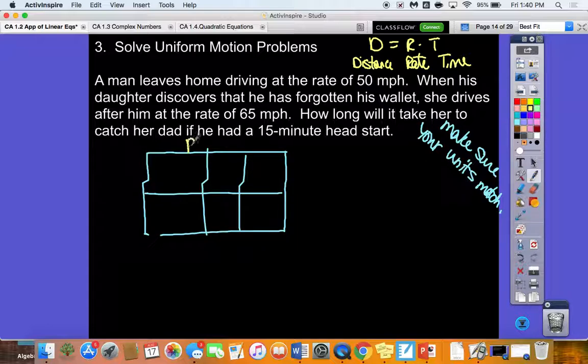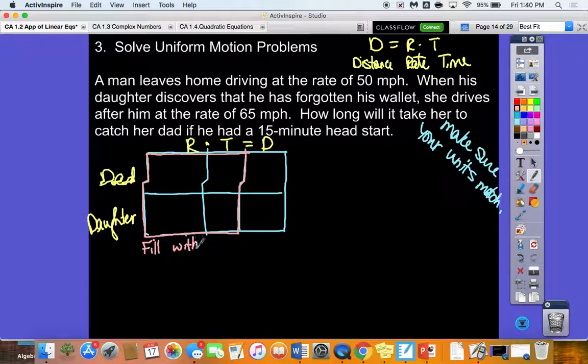Well, we're going to take our formula and turn it around and make it rate times time equals distance. Same thing, just a different formation. We've got the dad and the daughter. You are told some things specifically in the problem. Now, I will make a note. These boxes right here are filled with info that is either directly given or implied from the word problem.